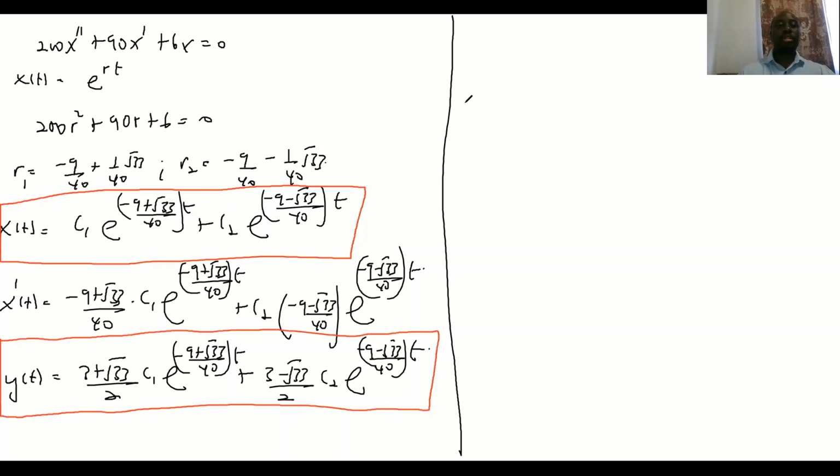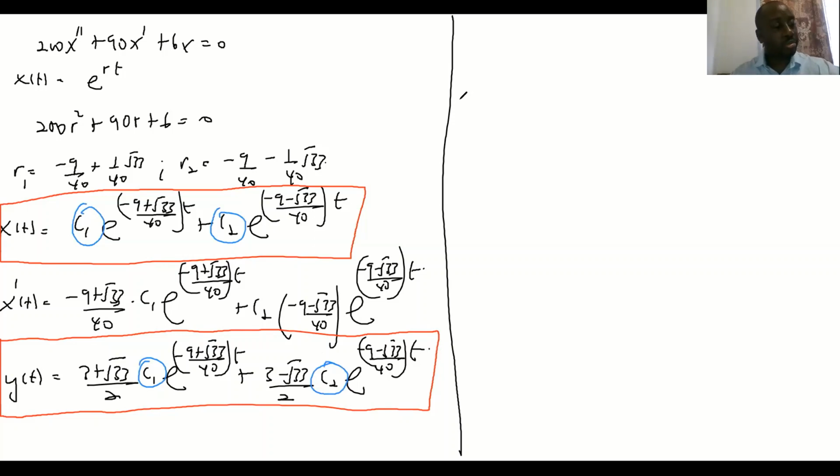Okay, but notice here that these are just general solutions, right? Because I still have to determine what my C1 and C2 are in order to get a particular solution. Okay, but that's not hard to do. We just have to define initial conditions, right?